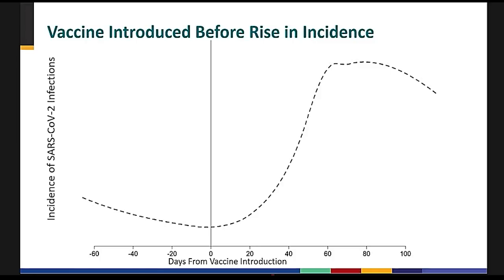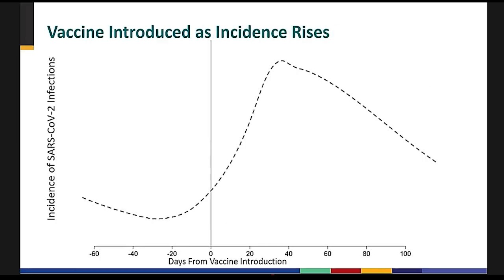Because we don't know the height of future peaks, we assume the maximum incidence in each of these curves match the peak incidence from the summer of 2020 in the United States. The scenario I'm showing on this slide is one where a vaccine is introduced before incidence starts rising and then plateaus and begins to decline around 60 days after day 0. Next slide, please.